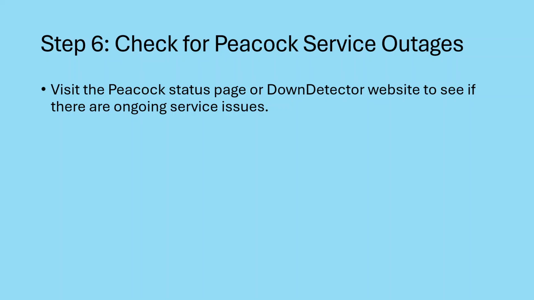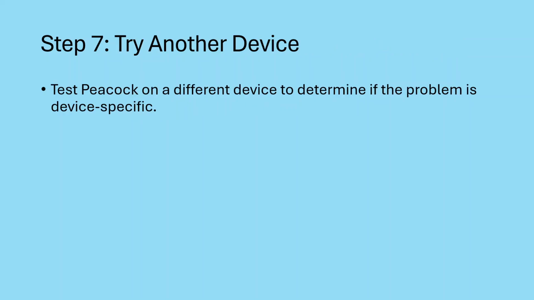Step 6. You can check for Peacock service outages. Visit the Peacock status page or Down Detector website to see if there are ongoing service issues.